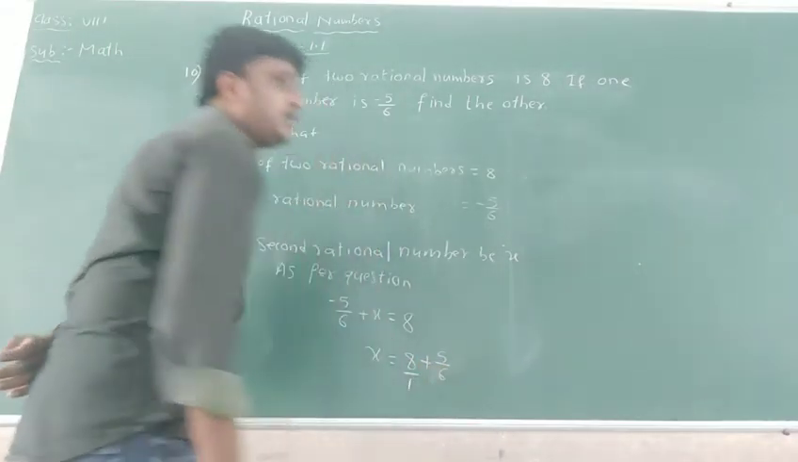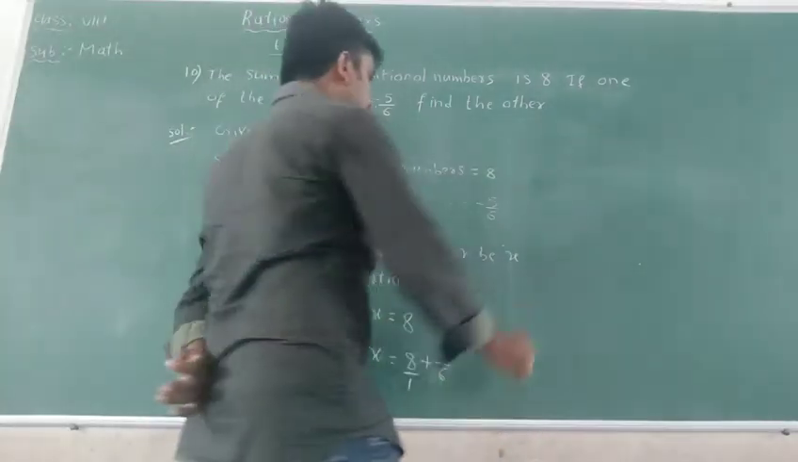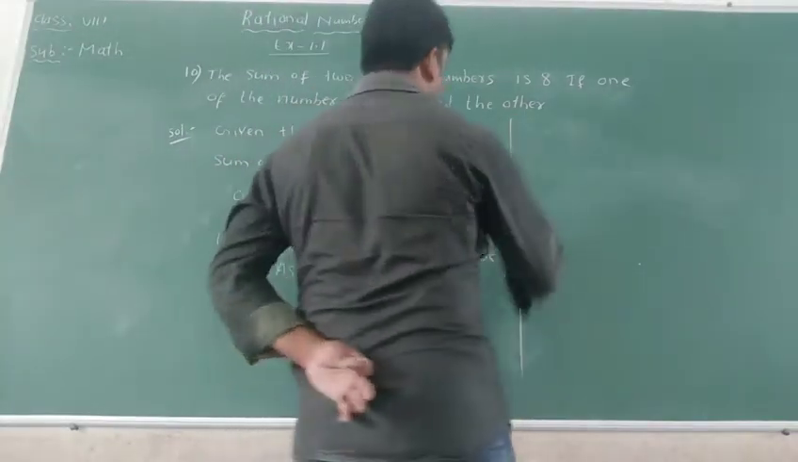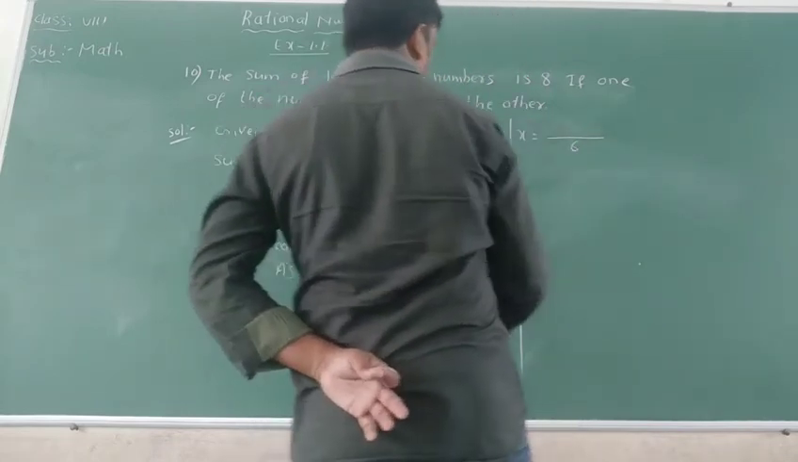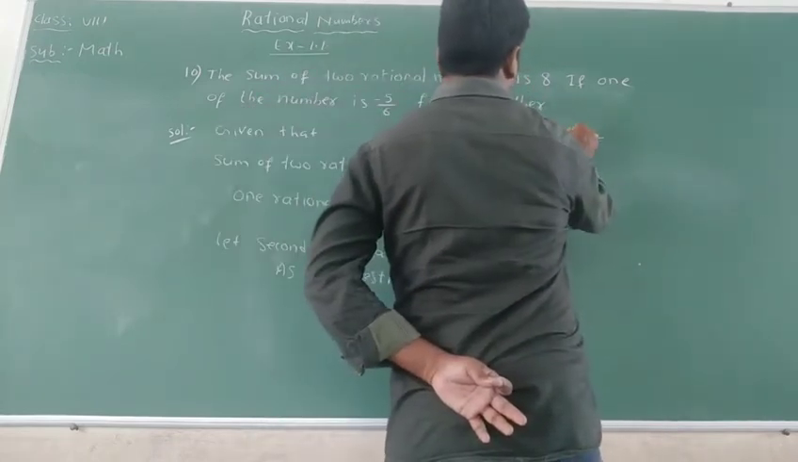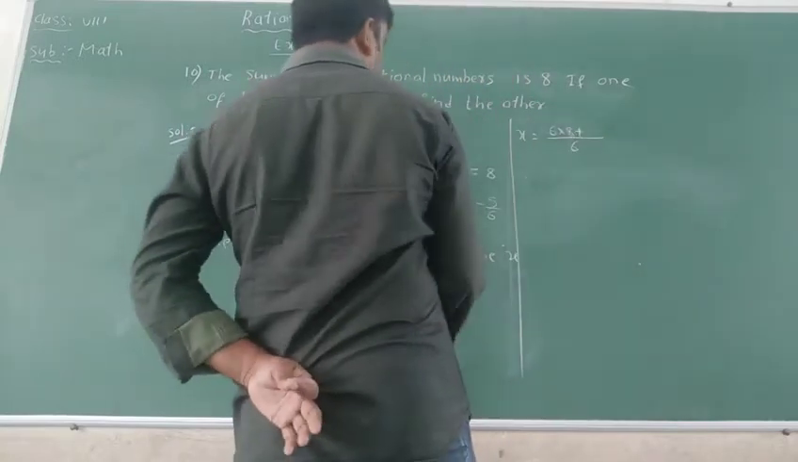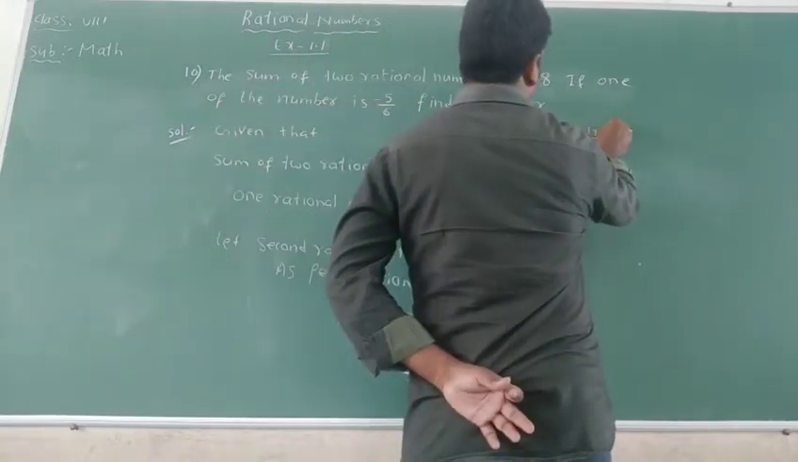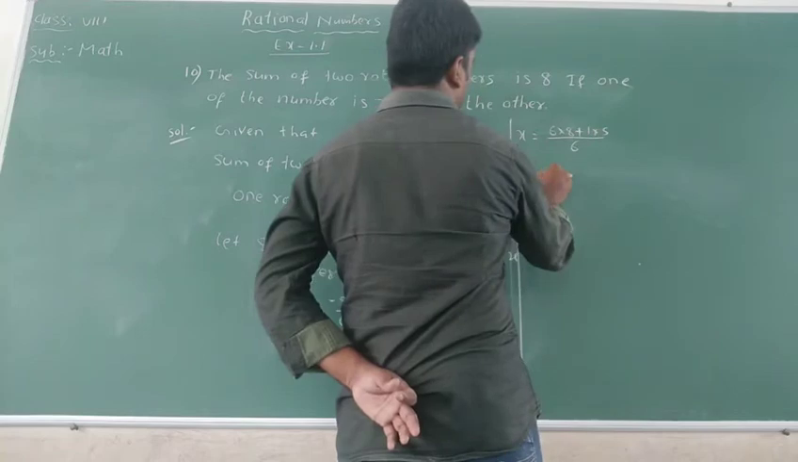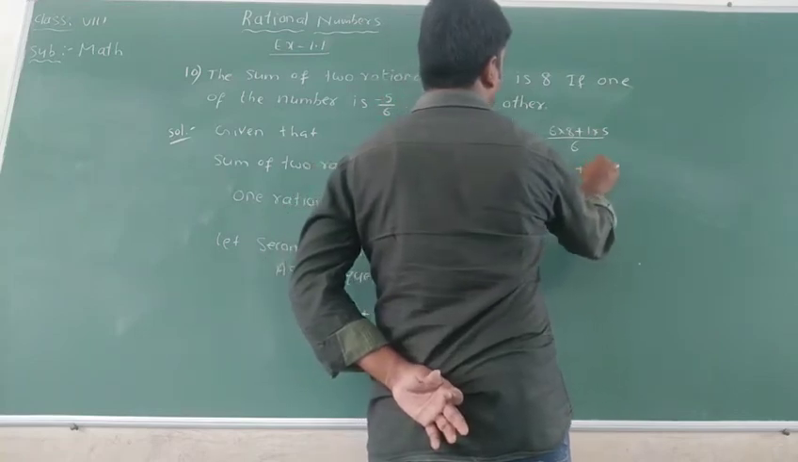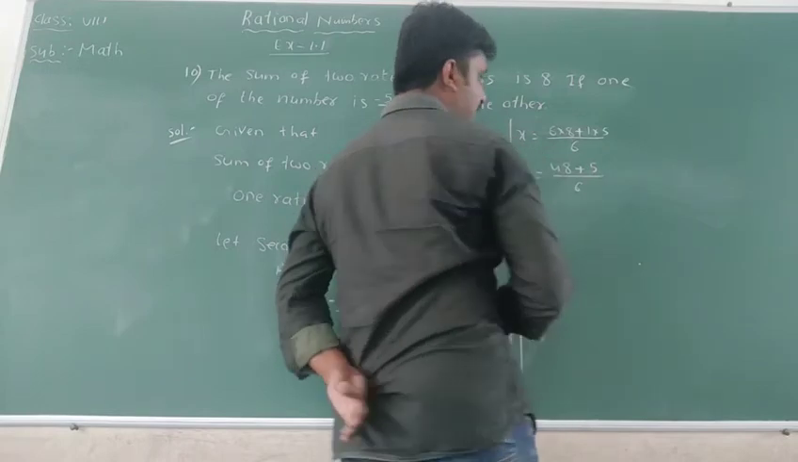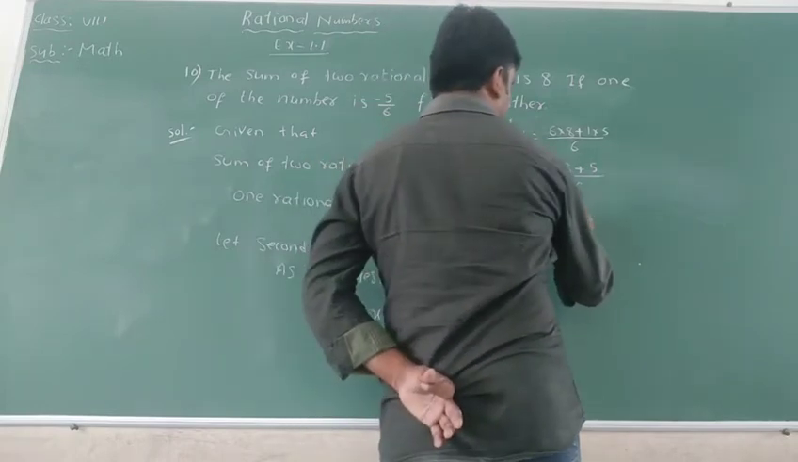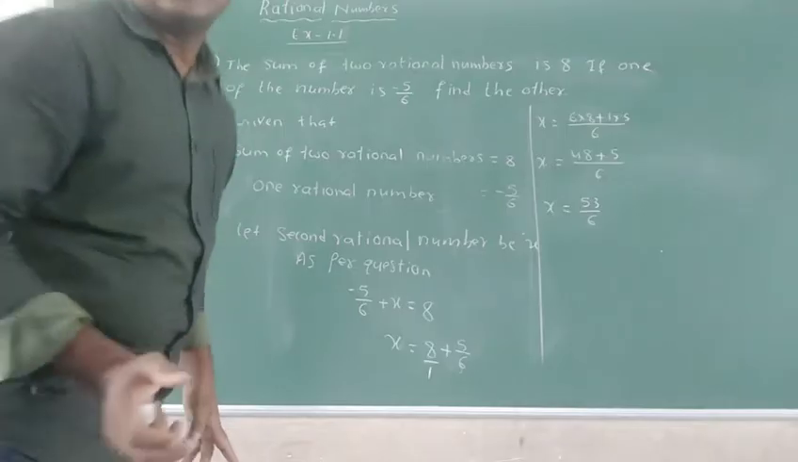Here the denominator is 1. Again, find the LCM of the denominators 1 and 6. So x is equal to, 6 is the denominator, 6 by 1, 6 into 8 plus 6 by 6, 1 into 5. So x is equal to 6 times 8 is 48 plus 1 times 5 is 5, over 6. So x is equal to 48 plus 5, which is 53 by 6.